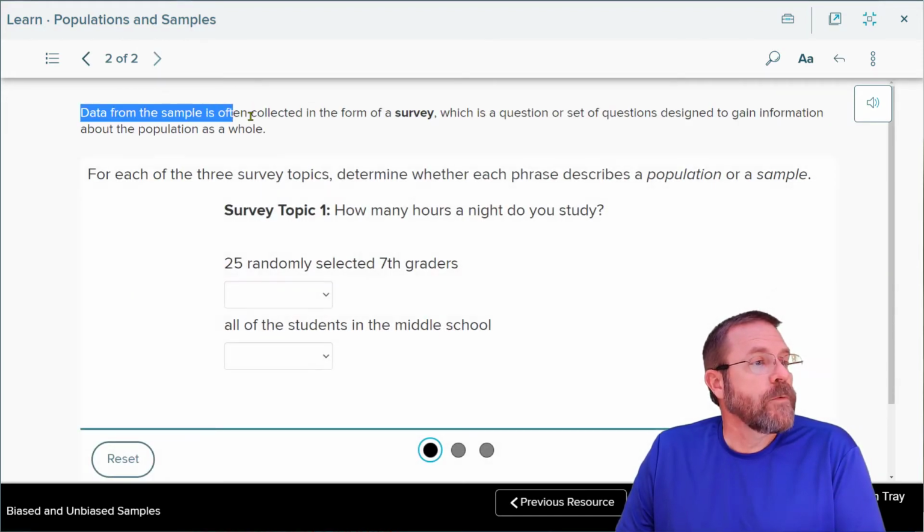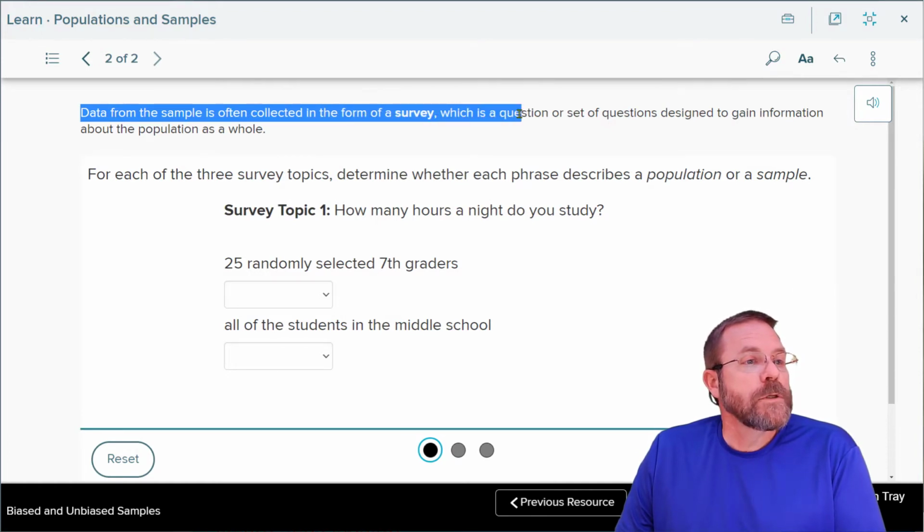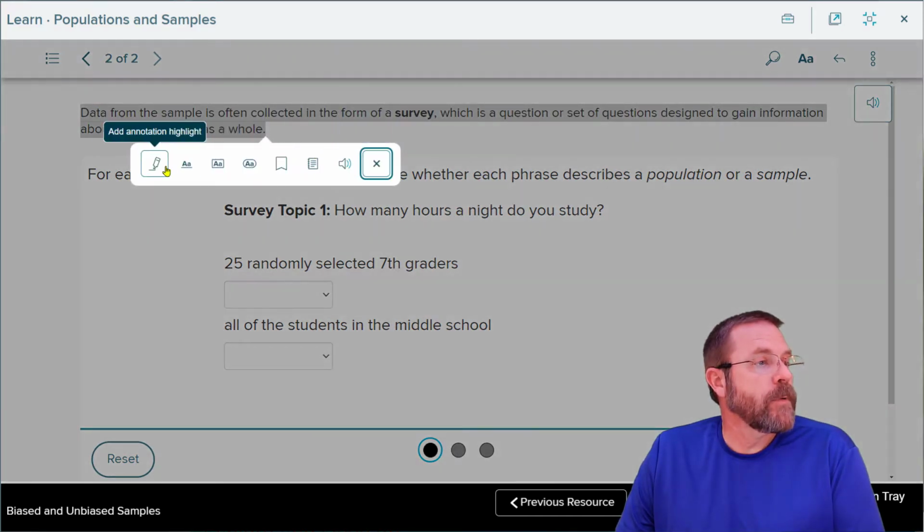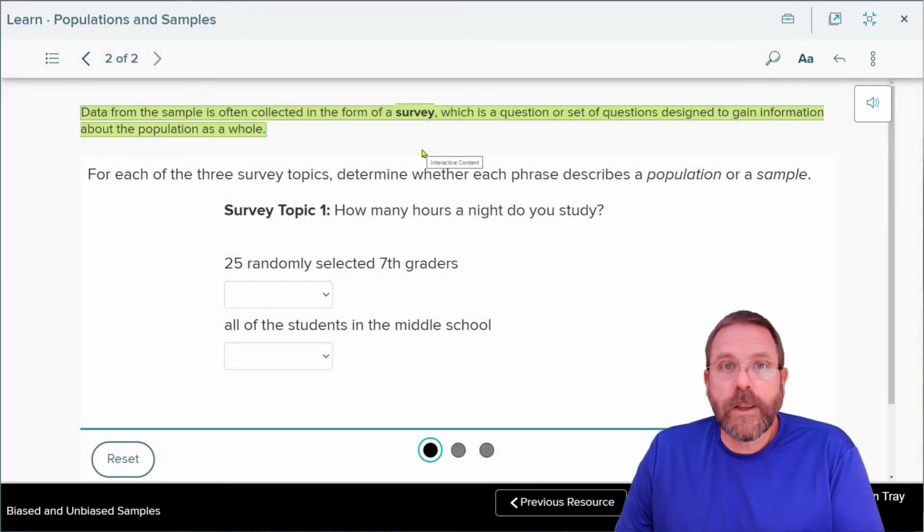Data drawn from the sample is often collected in the form of a survey, which is a question or set of questions designed to gain information about the population as a whole. Lots of vocab words here.